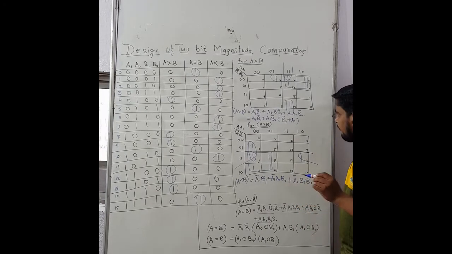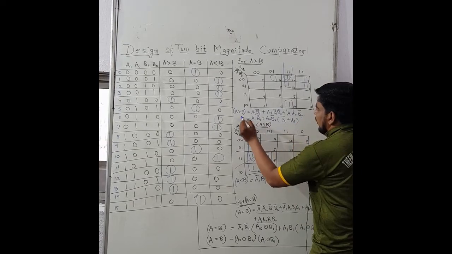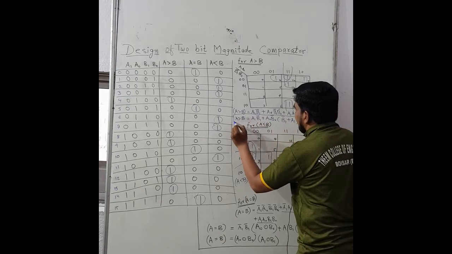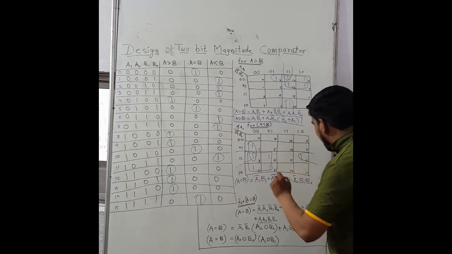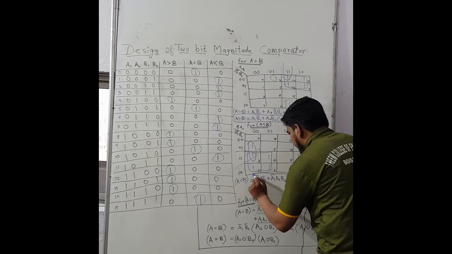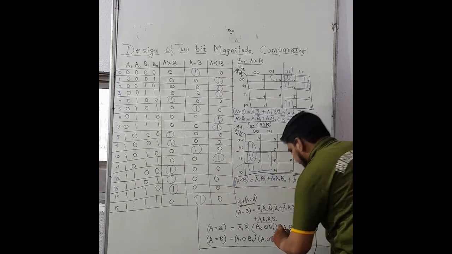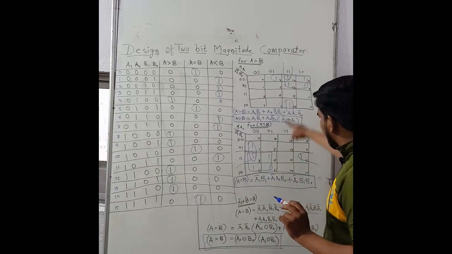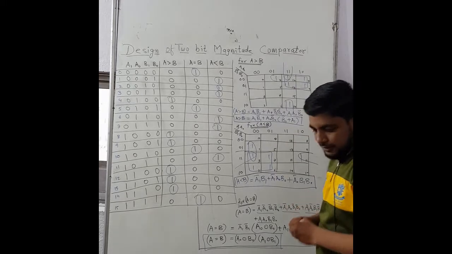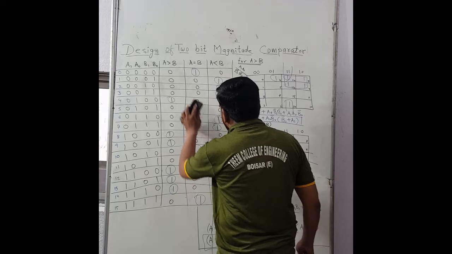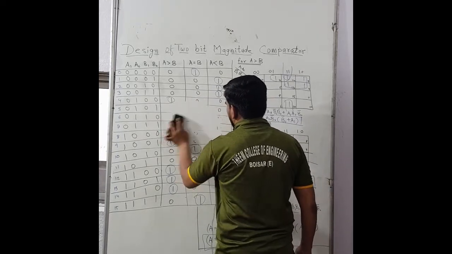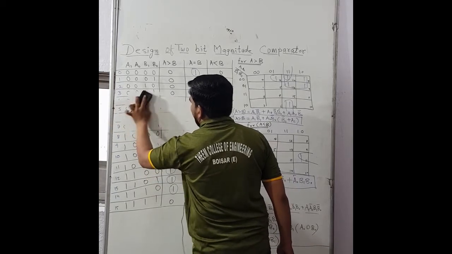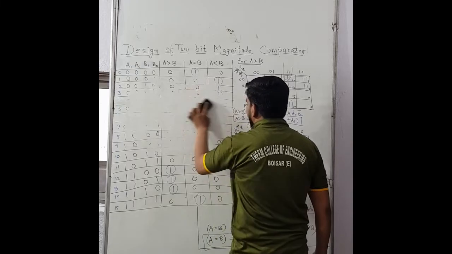In this way we have got the three expressions. This is the expression for A greater than B. Second, this is the expression of A is less than B, and this is the expression for A is equal to B. Now all these expressions we will implement with the help of gates. For the implementation, I will clear this portion of the board so that we can easily design the circuit for these three expressions.